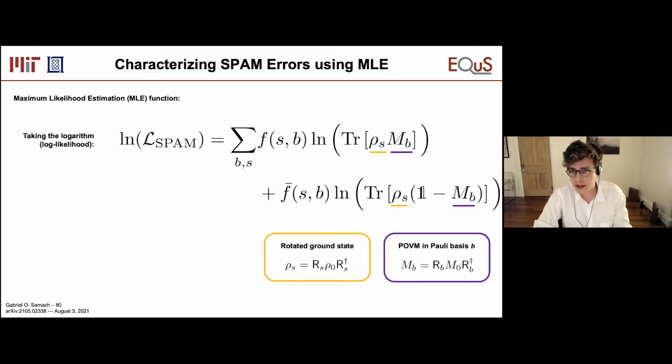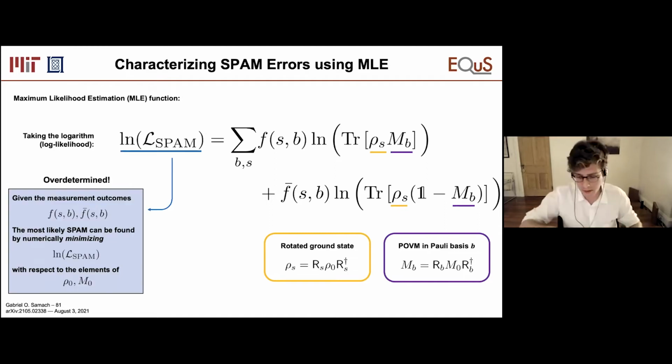The last thing we're going to do is just take a logarithm of this and turn our maximum likelihood function into a log likelihood function. So now we get a sum over all of these initial states and measurement axes. And the final punchline is that given our measurement outcomes F and F bar for all combinations of initial state and measurement axis, the most likely span can be found by numerically minimizing this function with respect to our unknown matrix elements of the initial state and measurement operators.